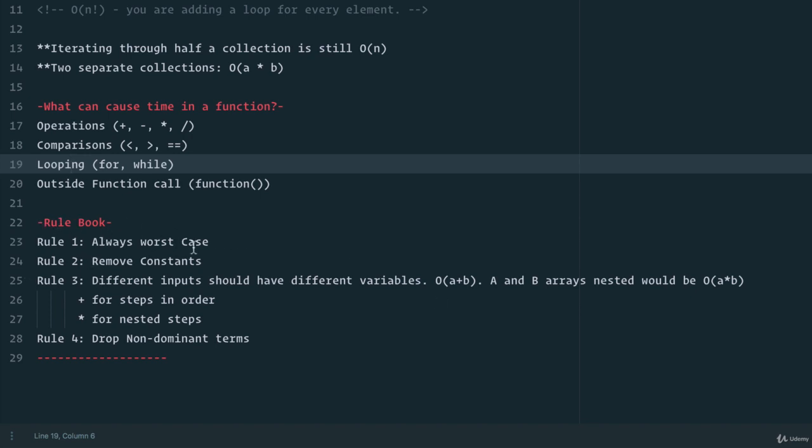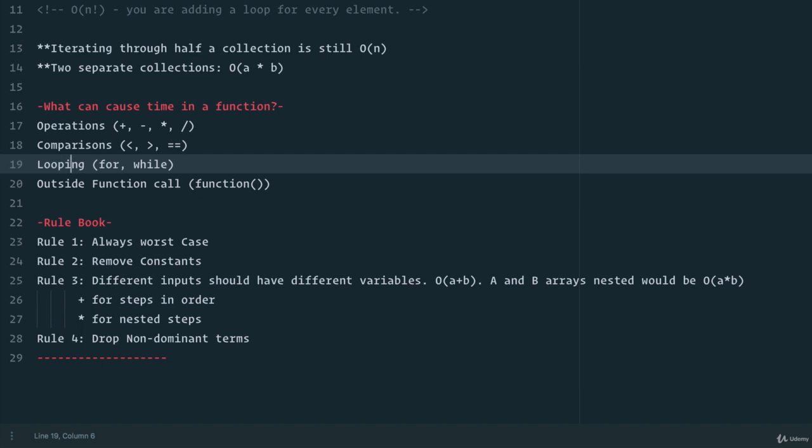Always, Big O measures the worst case. We want to remove constants. We want to have different inputs that have different variables. So O(a + b), where a and b are arrays. If they're nested, it's O(a * b). Again, something that we've mentioned up here. The easy way to remember this is addition for steps in order and multiplication for nested steps. And then finally, rule 4 is to drop non-dominant terms.